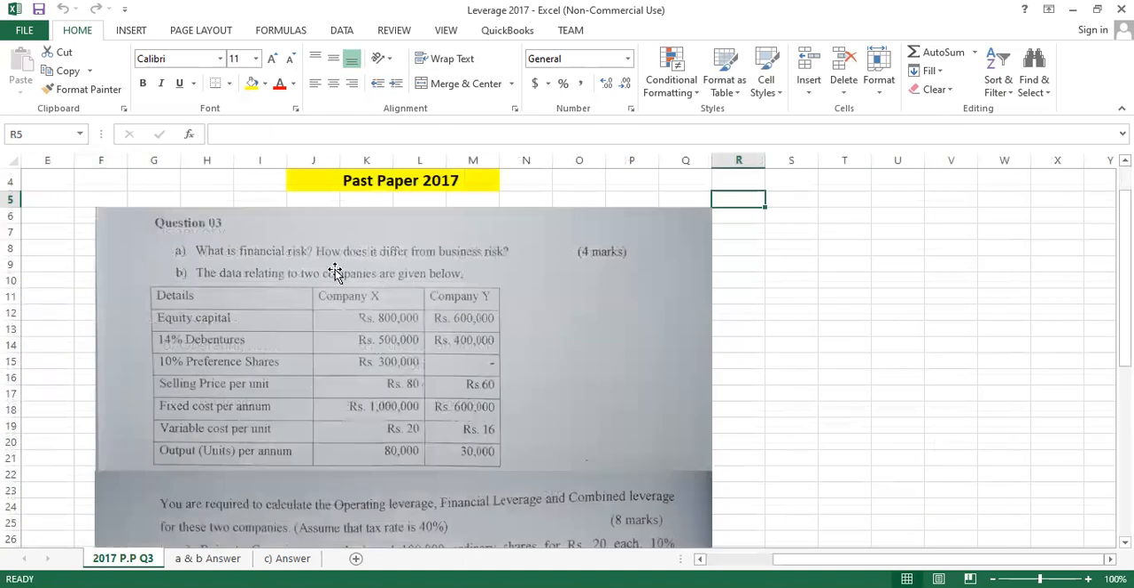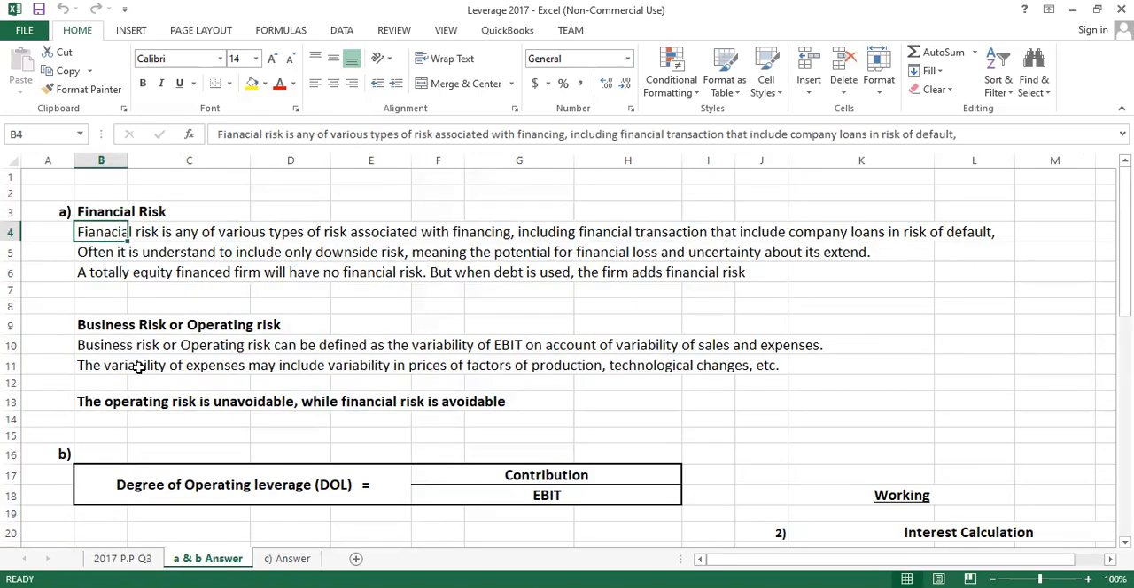Next, they ask the same question, how does it differ from business risk? This is the definition of business risk. Business risk, or operating risk, can be defined as the variability of earnings before interest and tax on account of variability of sales and expenses. The variability of expenses may include variability in the price of factors of production, technological changes, etc. This is the difference between financial risk and business risk.